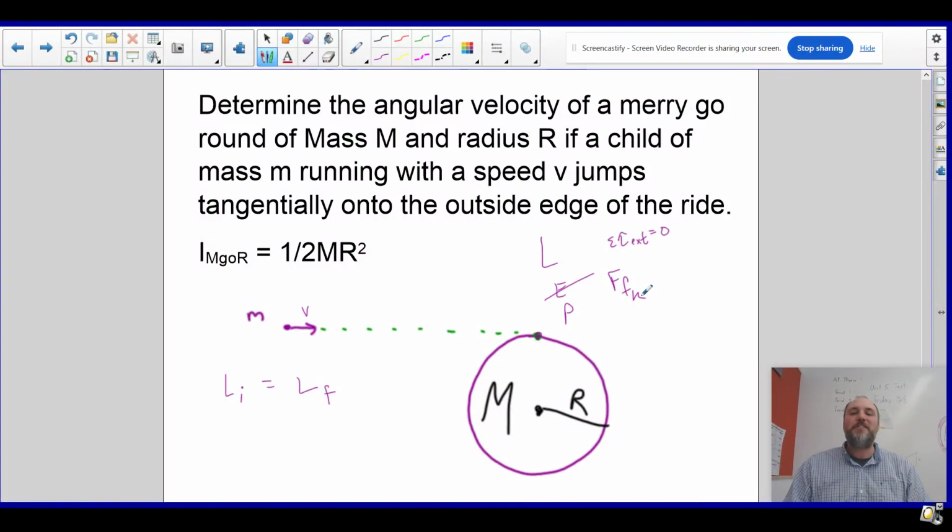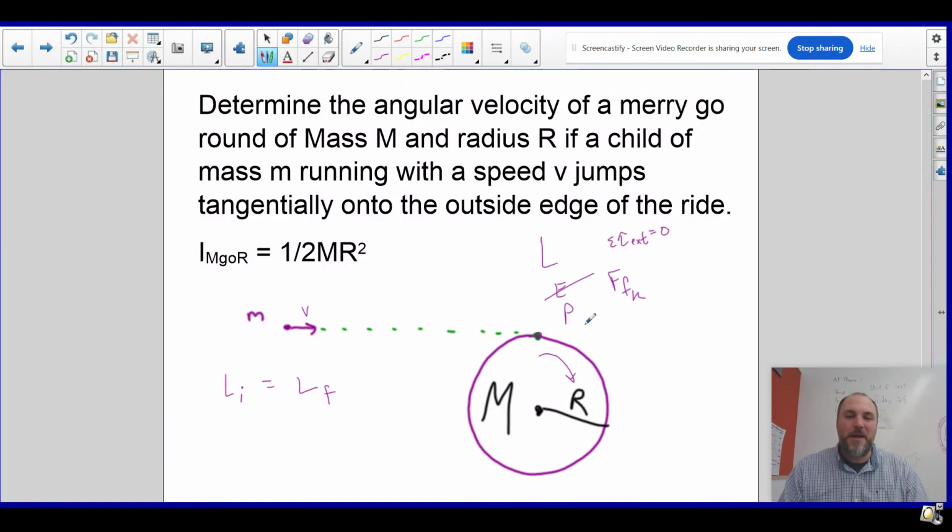For linear momentum, it's a little bit more difficult to see here. We know that the force that slows the child down is due to a kinetic friction between their feet and the floor of the merry-go-round. And the force that causes a torque that rotates the merry-go-round is just the third law pair to that. It's the kinetic friction between their feet and the floor that causes the merry-go-round to rotate.